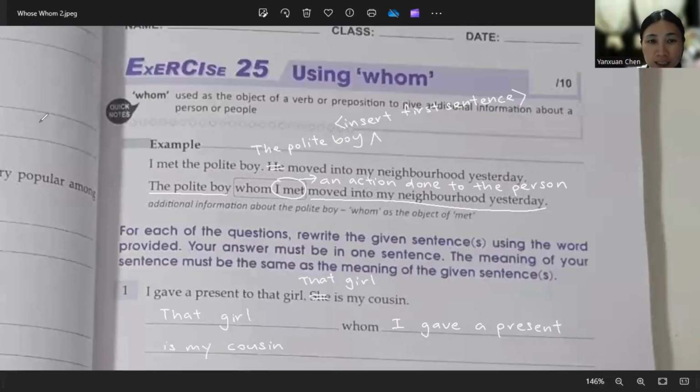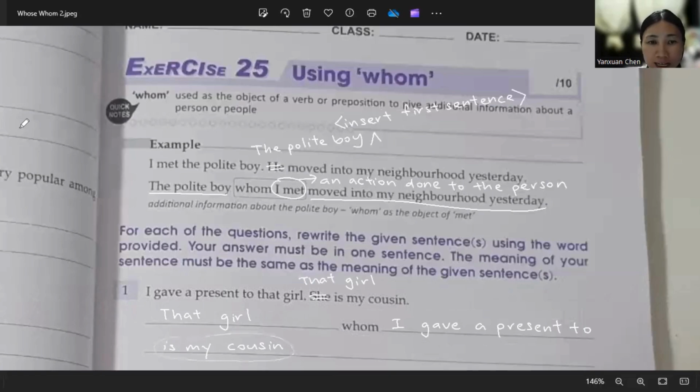Okay, so how you should join this sentence is that girl. So you put that girl here, whom I gave a present to. Okay, I missed out the word to. So whom I gave a present to is my cousin. So that girl whom I gave a present to is my cousin.